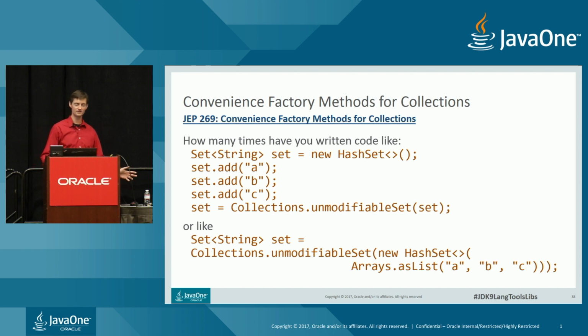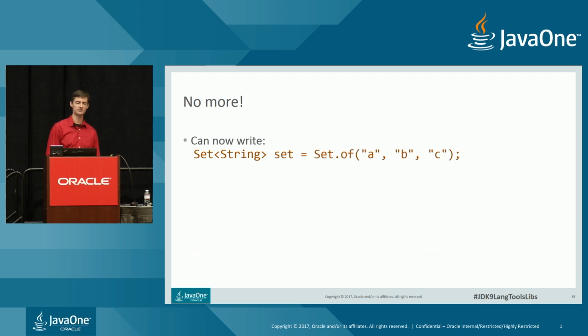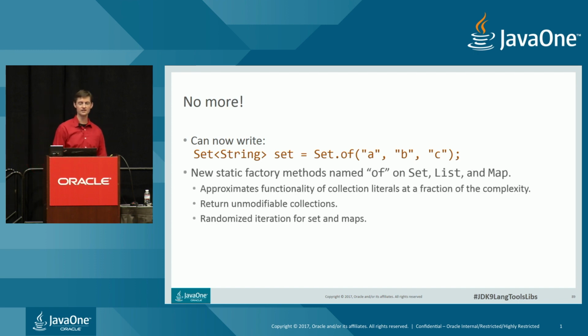But you don't have to do this anymore in JDK 9. Now you can just write this, Set.of, and then what you want to initialize the set to. And what you get out of this is an unmodifiable set of strings. This idiom is supported on sets, lists, and maps, and it approximates the functionality of collection literals. Collection literals were one of the features we looked at for Project Coin in JDK 7, but we didn't have time to do. This is a good way to get most of that functionality at a small fraction of the complexity of the platform.